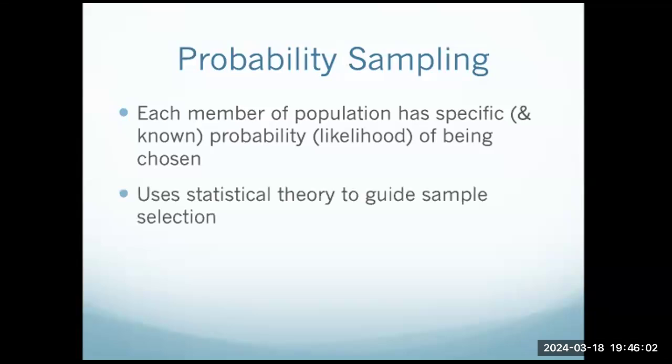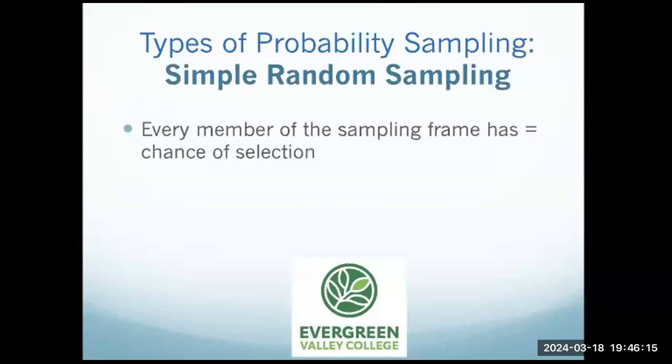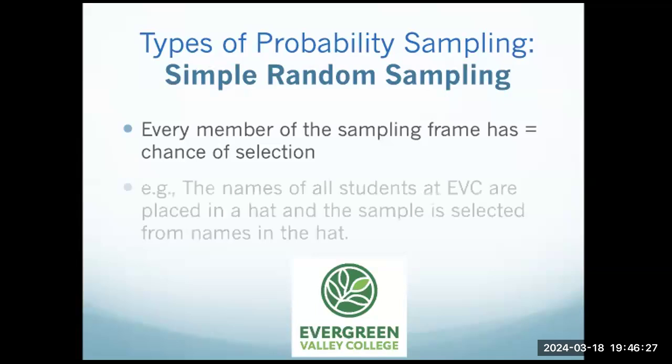You're actually using statistical theory to guide your sample selection. There are 3 types of probability sampling, okay? First one is simple random sampling. So for example, if my population of interest was every student in Evergreen Valley College, that would be my sampling frame, right? Every member of the sampling frame has an equal chance of being selected.